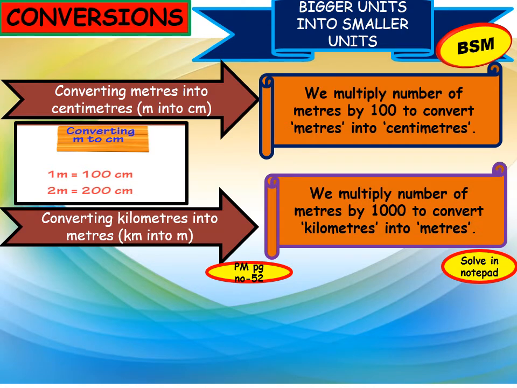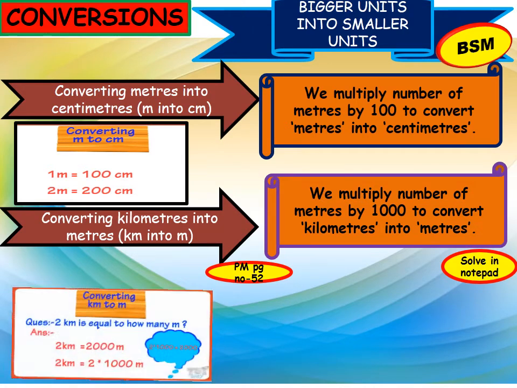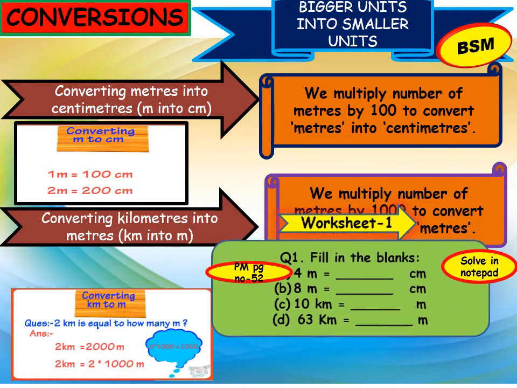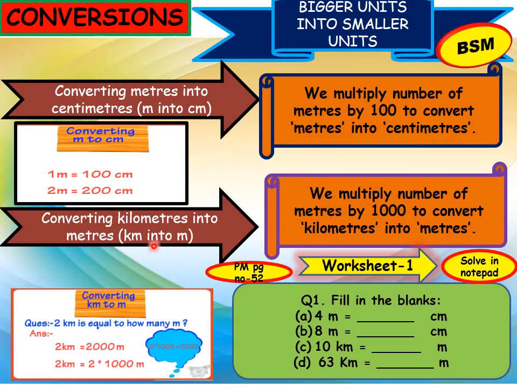Now let's see one more conversion here. How to convert kilometers into meters. So km into m. We multiply the number of kilometers by 1000 to convert kilometers into meters. Example here: how much is 2 kilometer? 2 kilometer is equal to how many meters? Answer, 2 kilometer is equal to 2 multiplied by 1000 meter, that is 2000 meter.